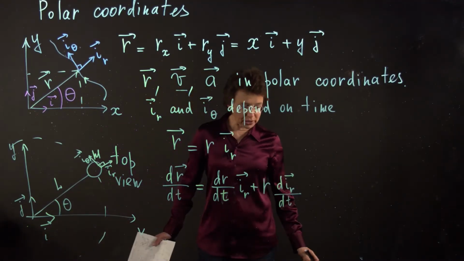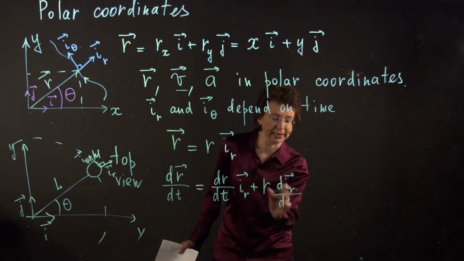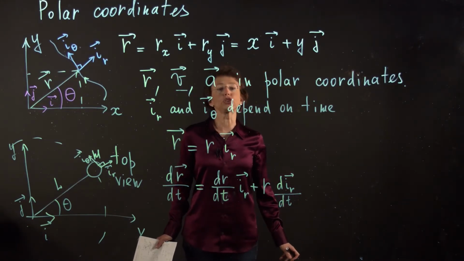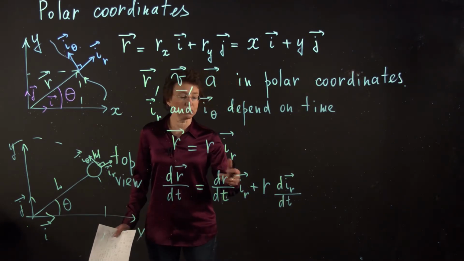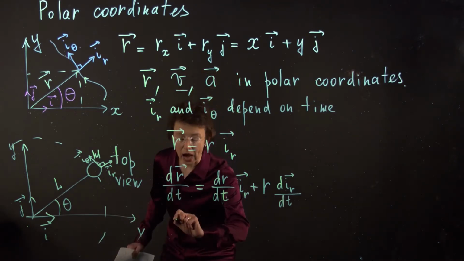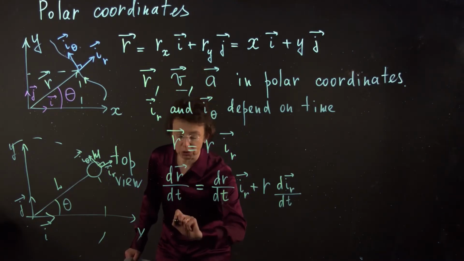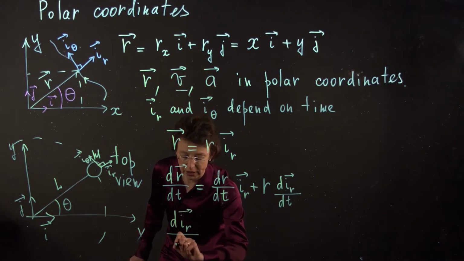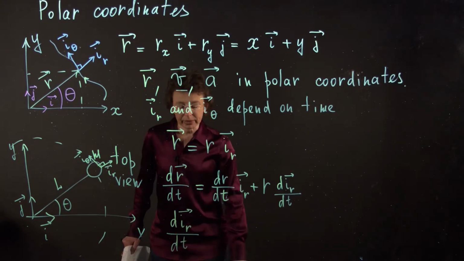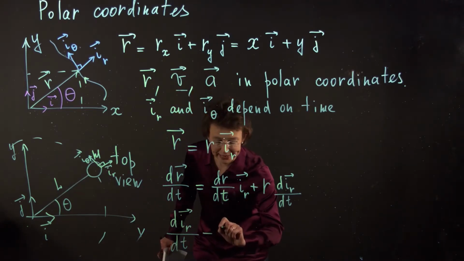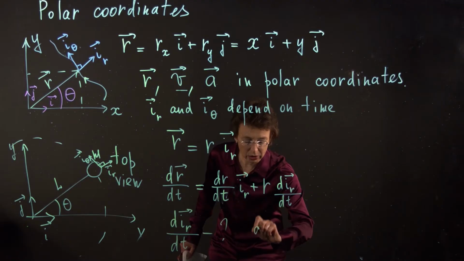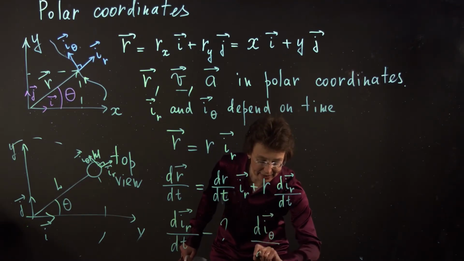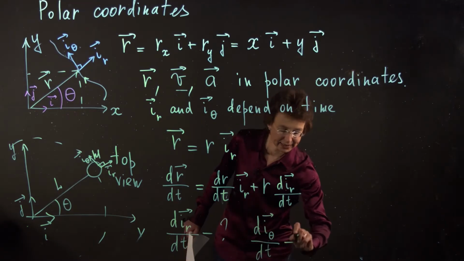This is my velocity, but I don't know what di_r/dt is. I need to figure it out. So our next step will be to find out what we need to do. We need to find what the rules are, what the expressions are that we will use for di_r/dt. That's what we need to figure out. And we also need to figure out di_theta/dt.